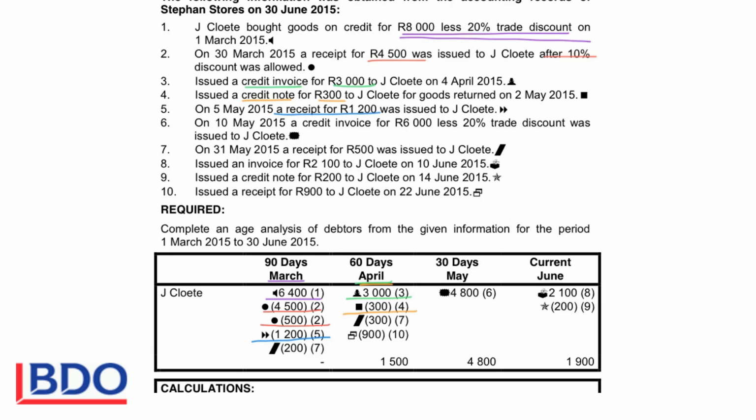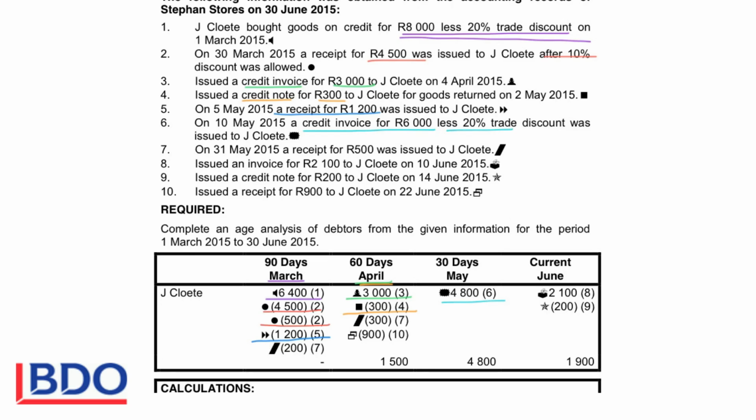On 10 May, a credit invoice was issued for 6,000 less 20% trade discount. 20% of 6,000 will give me 1,200. I deduct the trade discount immediately, so 6,000 minus 1,200 means that the total sales in May was 4,800 Rand.